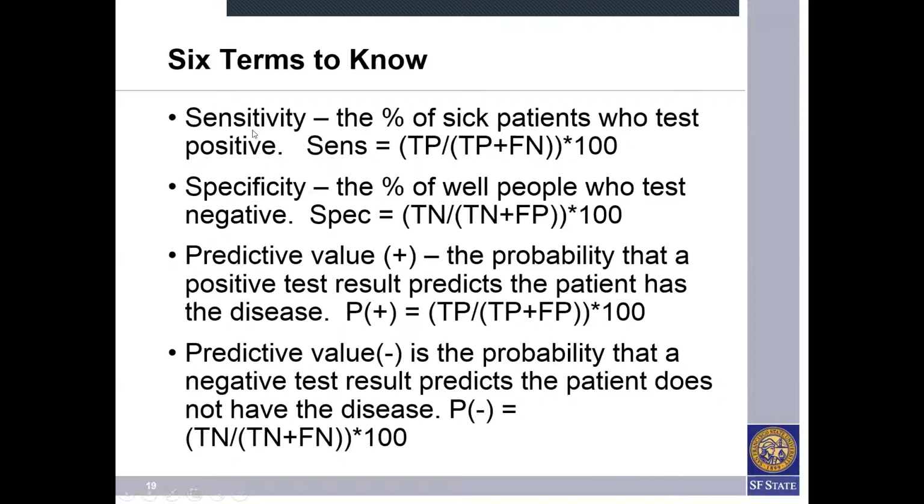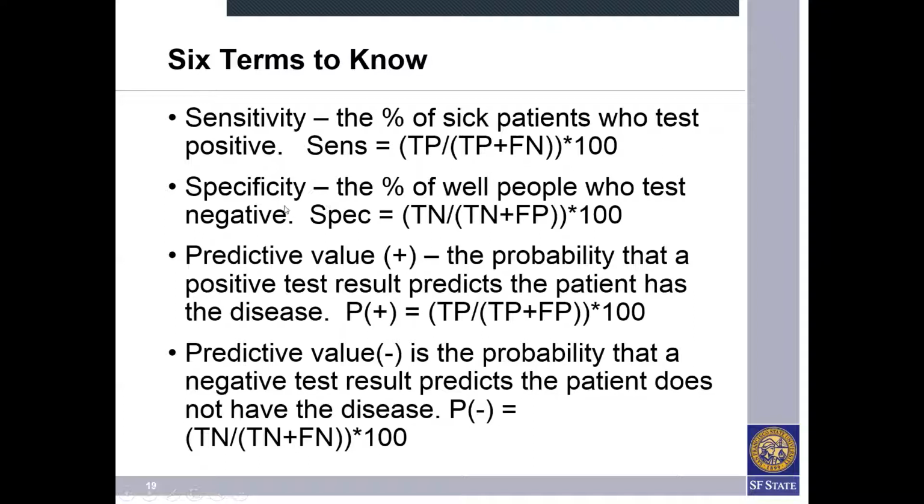Six terms to know. Sensitivity. Sensitivity is the percent of sick patients who test positive. We calculate it by taking the true positives, dividing by the total number of sick people, and converting that into a percent. Number of true positives divided by the total number of sick people, which is going to be the sum of our true positives and false negatives, right? We're in agreement. These are all our sick people right there. And then we convert that into a percent.